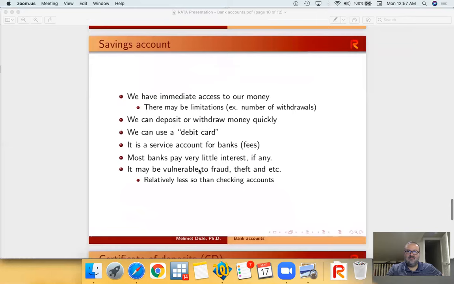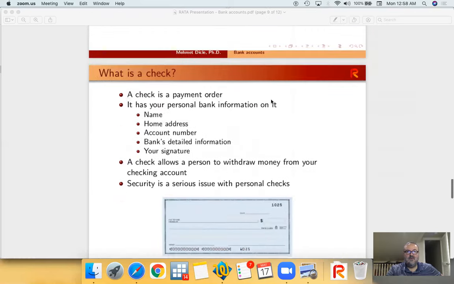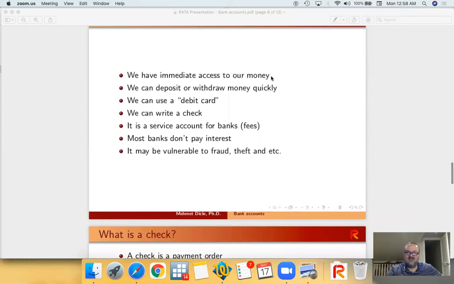A savings account is a little bit safer than a checking account. You still have immediate access to your money, right? So remember, with a checking account, you have immediate access to your money. You could go to an ATM and withdraw your money. You could write a check, or you could go to the branch. It is a service account, and the banks don't pay interest. They may charge fees, although those fees may be waived.